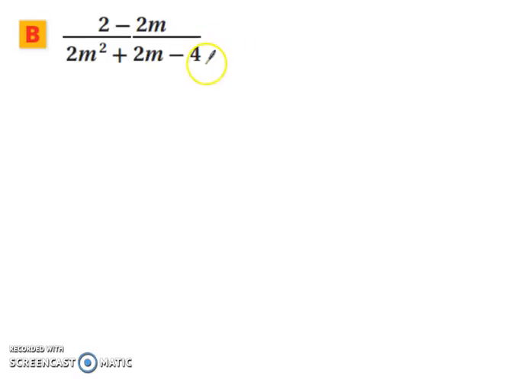So step 1, factor. On the top we have a greatest common factor, so we factor out a 2, leaving us with 1 minus m. And then in our denominator we've got a trinomial. However, we can factor out a 2 first. So we end up with 2 times m squared plus m minus 4. And now we can factor that.